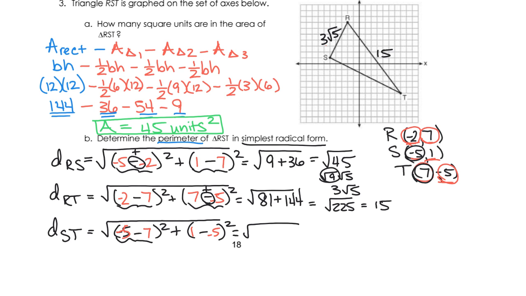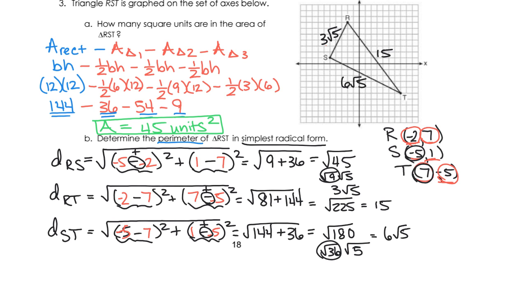-5 minus 7 is -12, and -12 squared is 144. Here, that's really 1 plus 5, which is 6. 6 squared is 36. And when we add 144 and 36, we get the square root of 180. And 180 is not perfect. 36 is the largest perfect square that goes into it, 5 times. And that's going to turn into 6 square root of 5.